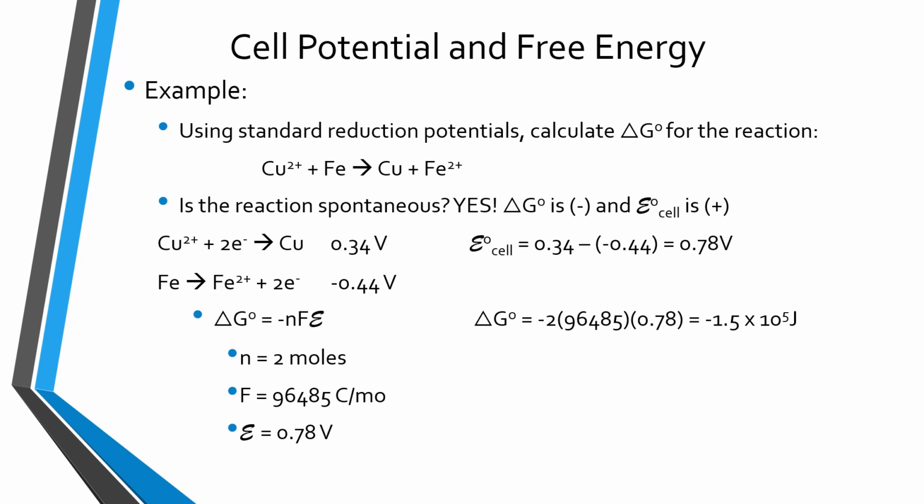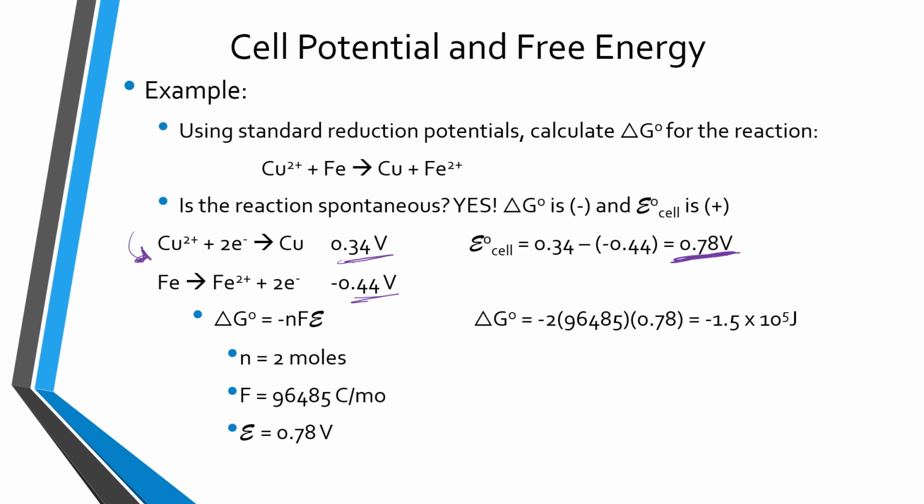All right, so let's use this equation in an example. So it says, using standard reduction potentials, calculate the delta G for this reaction, and then is it spontaneous? So here we're given our standard potentials. Copper is being reduced, iron's being oxidized. So I can already bet you it's going to be spontaneous because the higher reduction potential is the one being reduced. But we calculate the standard cell voltage, it's 0.78, so a positive standard cell voltage indicates spontaneous.